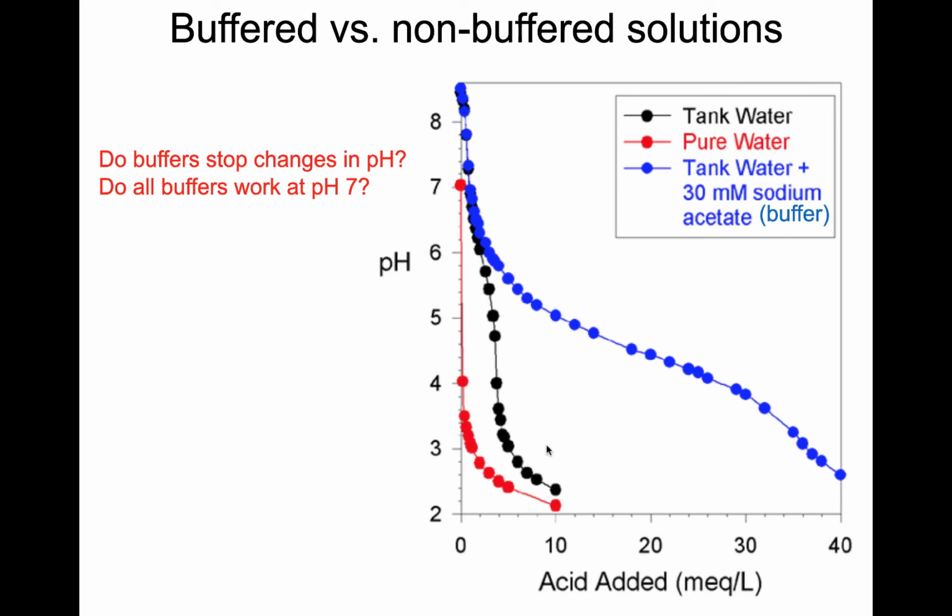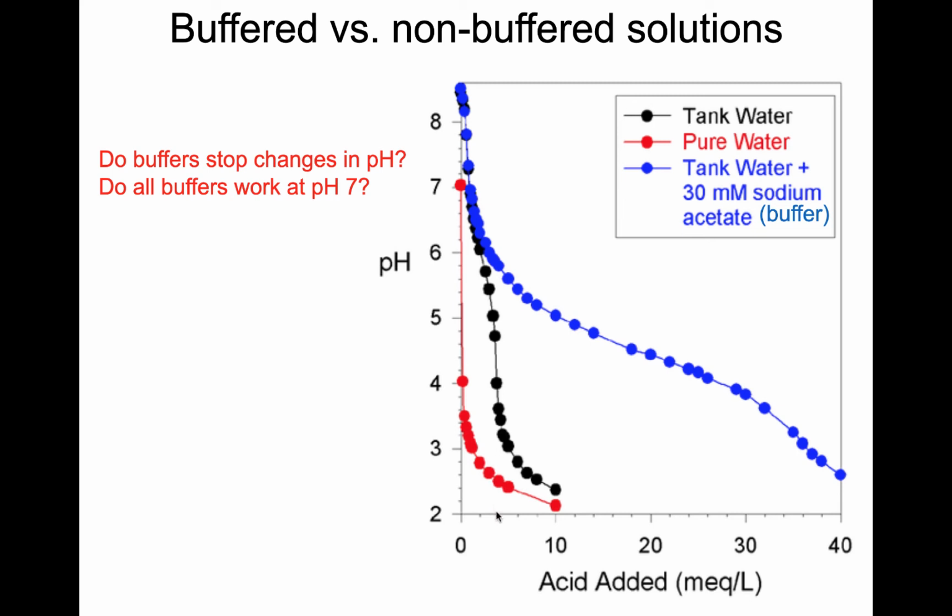So look at what happens. When we add just a little bit of acid, so let's say 5 units of acid here, we go from a pH way up here, boom, right here, and right here. So we go from a pH 7 or 8 to a pH 3 or 4 with just a teeny bit of acid added. But look at this.